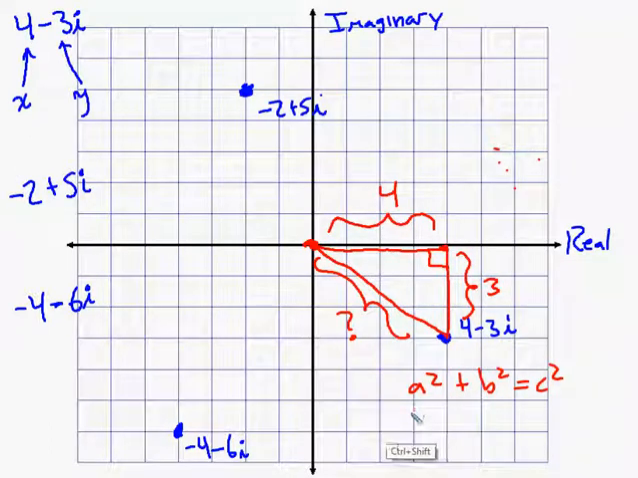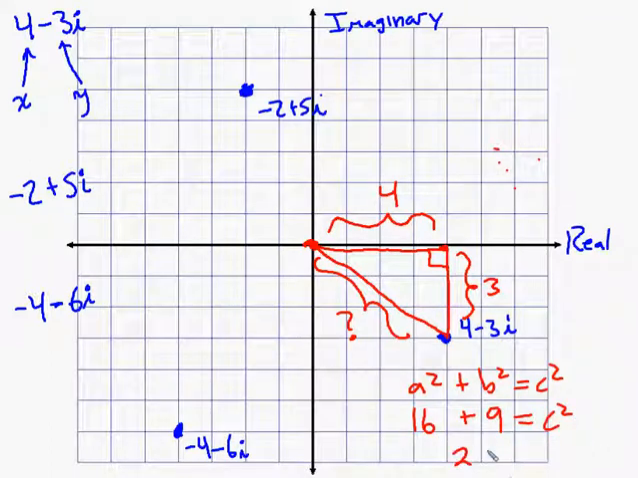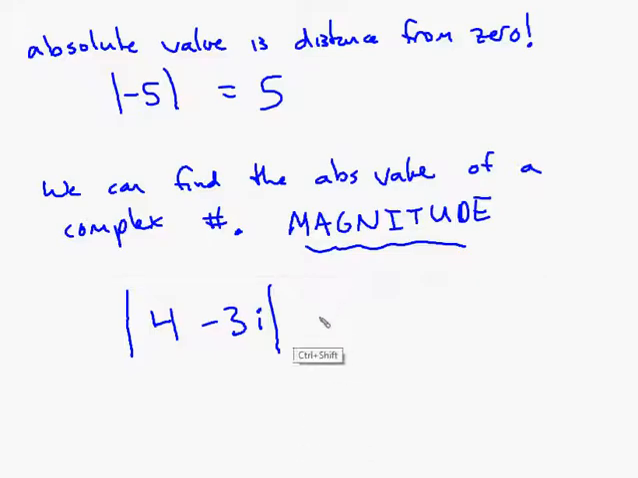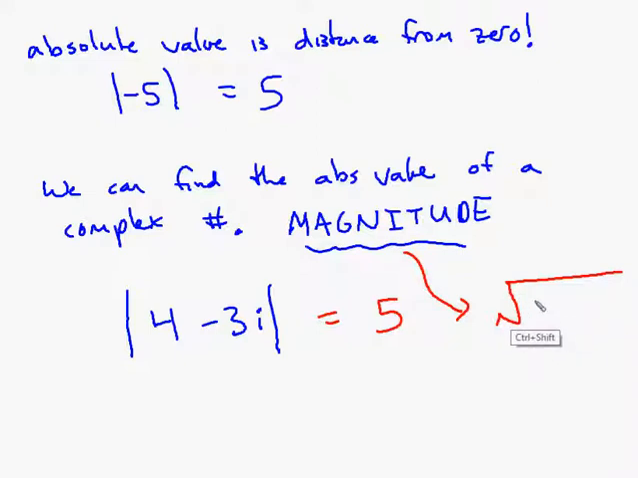So a squared is 16. B squared is 9. Add those. And then what do I do? Not square it, square root it. So C is 5. So this is 5. So what's our magnitude? 5. Now luckily, it does boil down to Pythagorean theorem, but the magnitude of any complex number is going to be the square root of a squared plus b squared. That's going to be our magnitude.